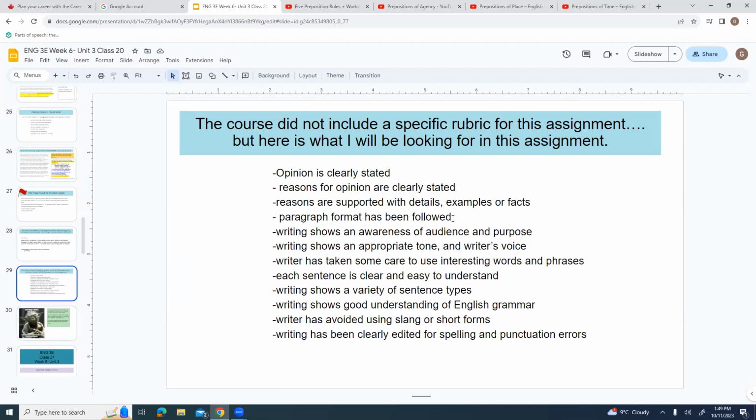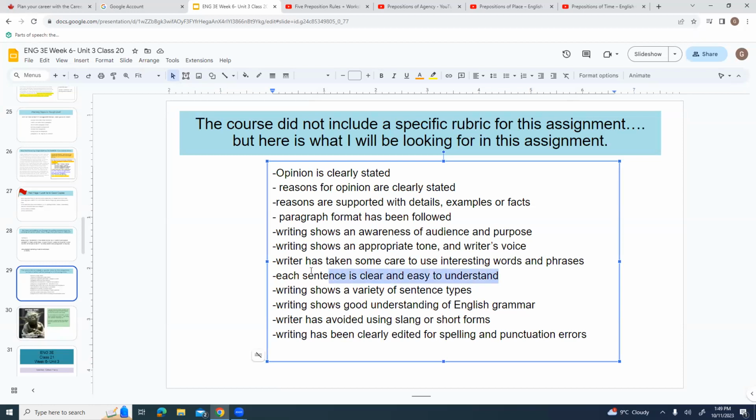You've followed the paragraph format in both your rough copy and your good copy. Your writing shows an awareness of your audience and your purpose. It shows an appropriate tone and your voice. You have taken some care to use interesting words and phrases. Each sentence is clear and easy to understand.